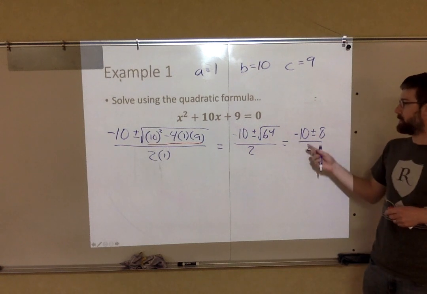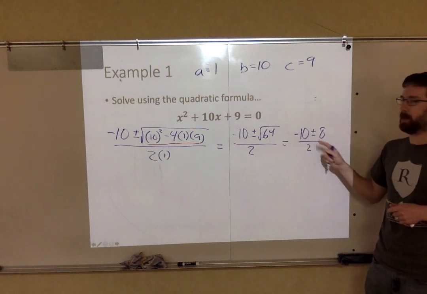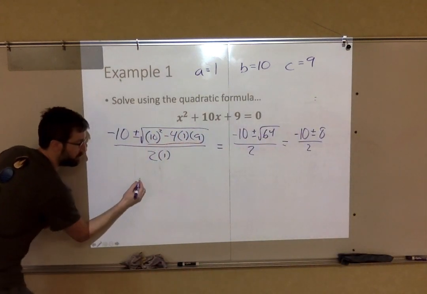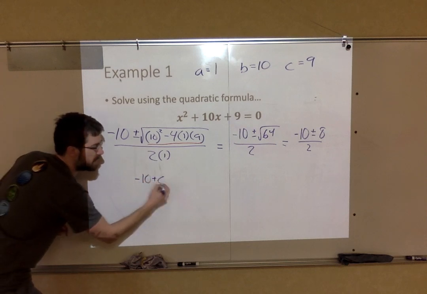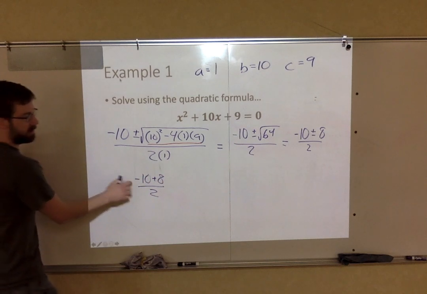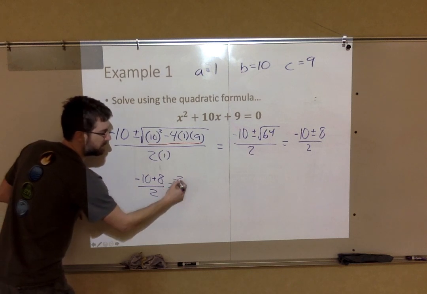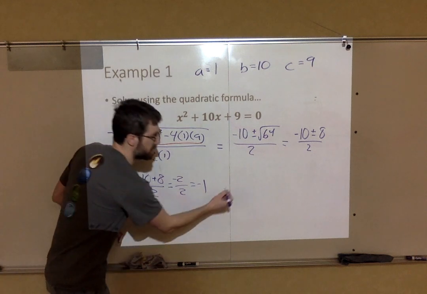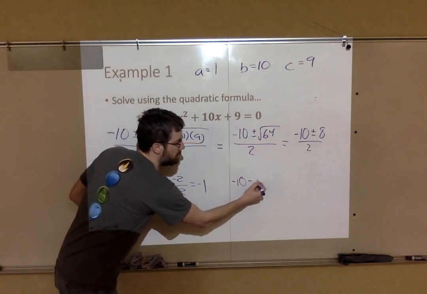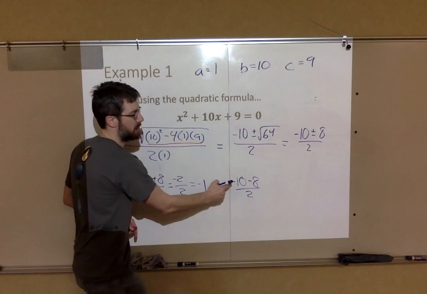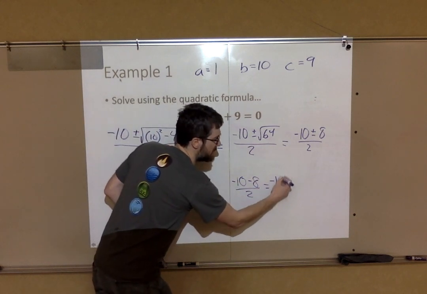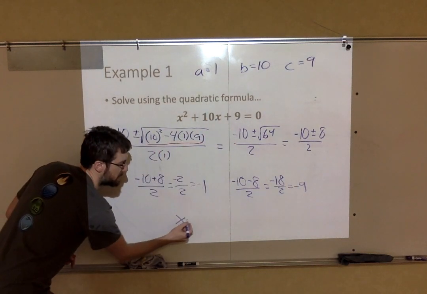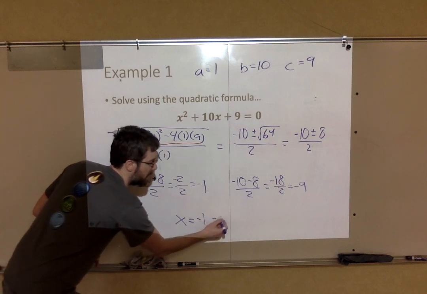Now notice, as we're simplifying this, we've got this plus-minus symbol. That means that for a lot of these, there's going to be 2 answers. The first one is going to be -10 plus 8 over 2. -10 plus 8 is -2 over 2, and that equals -1. So that's our first answer. And then the second one, -10 minus 8 over 2. -10 minus 8 is -18 over 2 is -9. So our 2 answers there, x is going to be equal to -1 and -9.